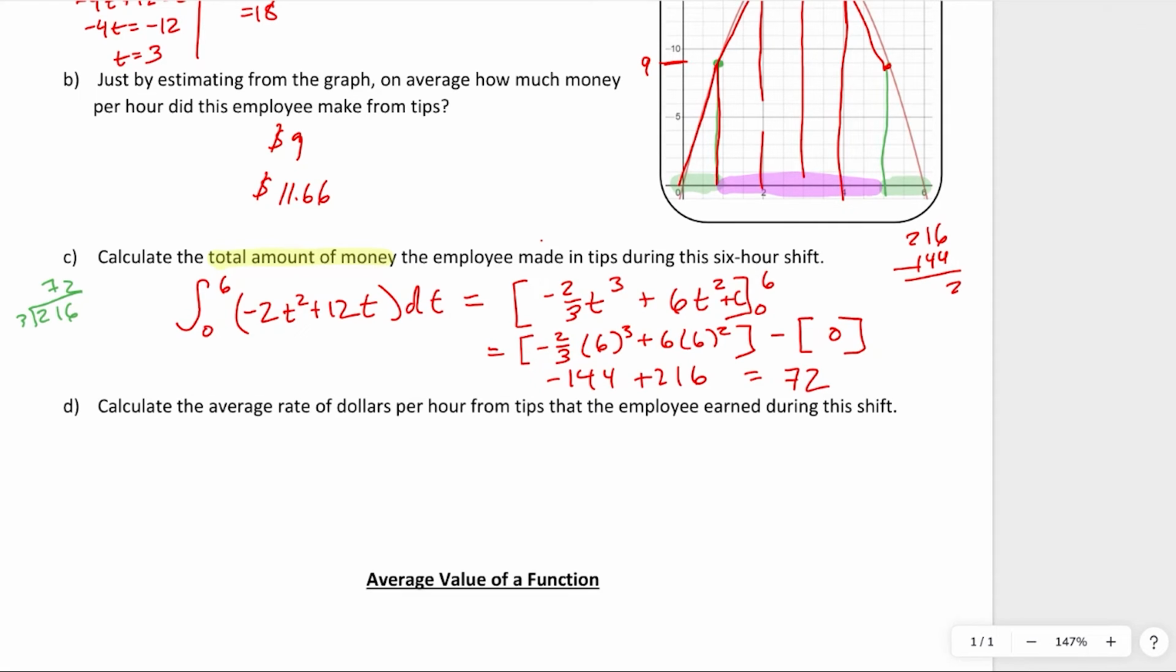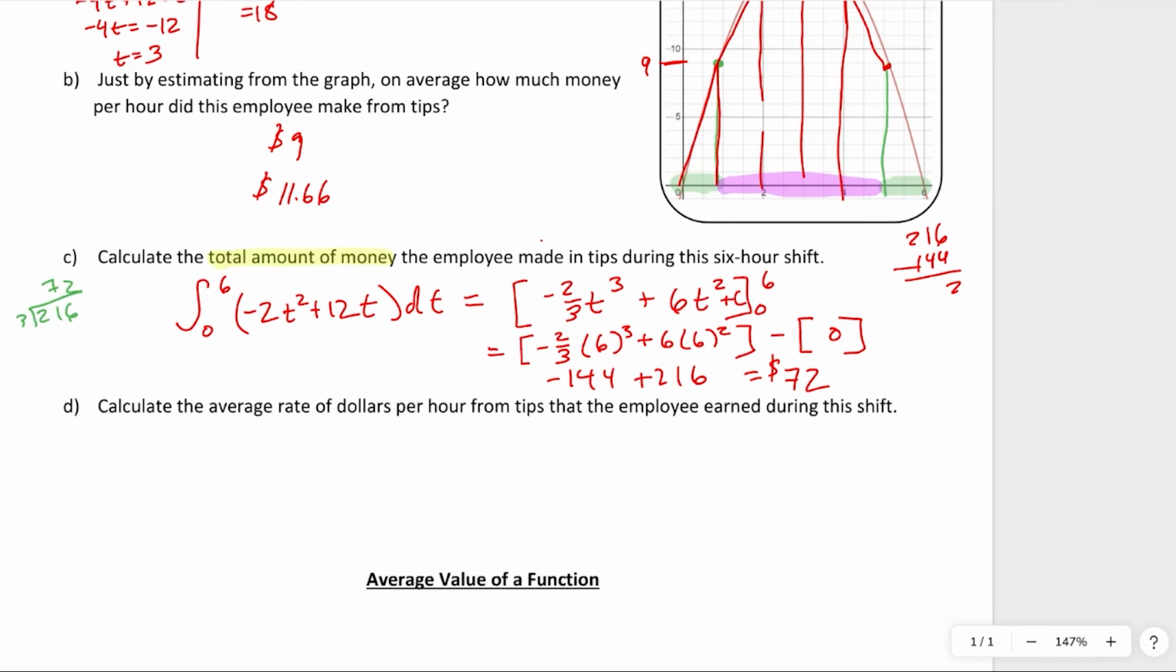Okay, well, so that's it. Hold on, that's it, right? That is the total amount of money that they made in the 6-hour shift. Now, the estimate with that trapezoidal sum you came up with, was it 70? Is that what you got, Ethan? Yeah, 70. So this is pretty close, right?